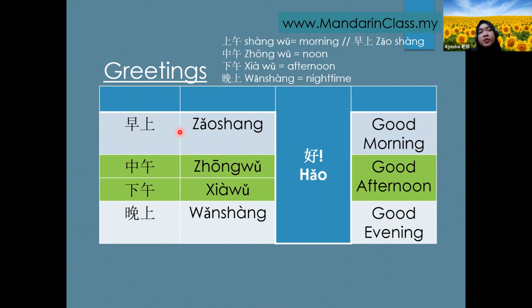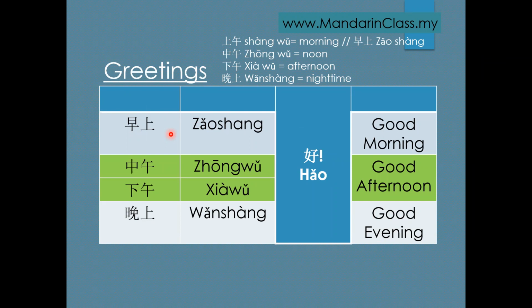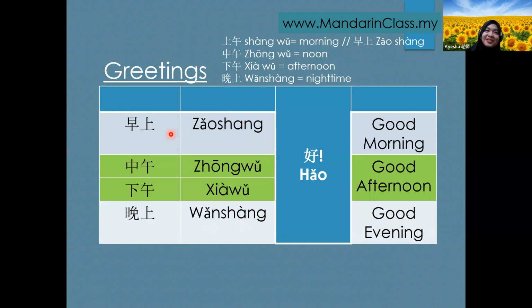So now let's repeat after me, please. 早上好. What does that mean? Good morning. Very good. 中午好. Let's repeat after me. 中午好. What does that mean? Good afternoon. Okay, I'll explain it. 下午好. What does that mean? Good afternoon also. Very good. And then 晚上好. What does that mean? Good evening.